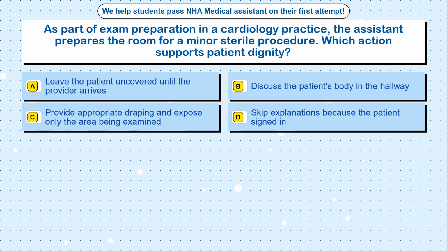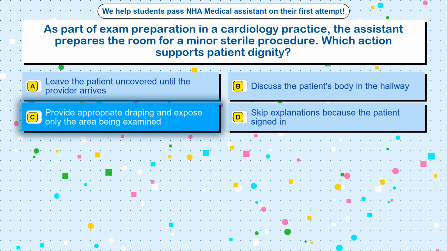Question 67. As part of exam preparation in a cardiology practice, the assistant prepares the room for a minor sterile procedure. Which action supports patient dignity? Option A. Leave the patient uncovered until the provider arrives. Option B. Discuss the patient's body in the hallway. Option C. Provide appropriate draping and expose only the area being examined. Option D. Skip explanations because the patient signed in. The correct answer is option C.